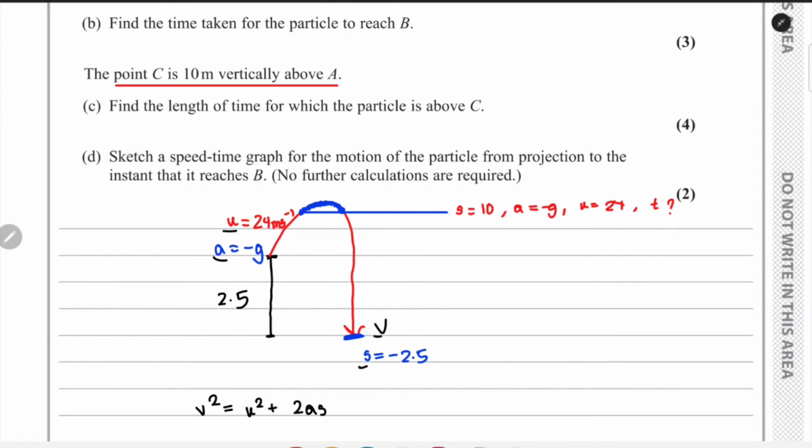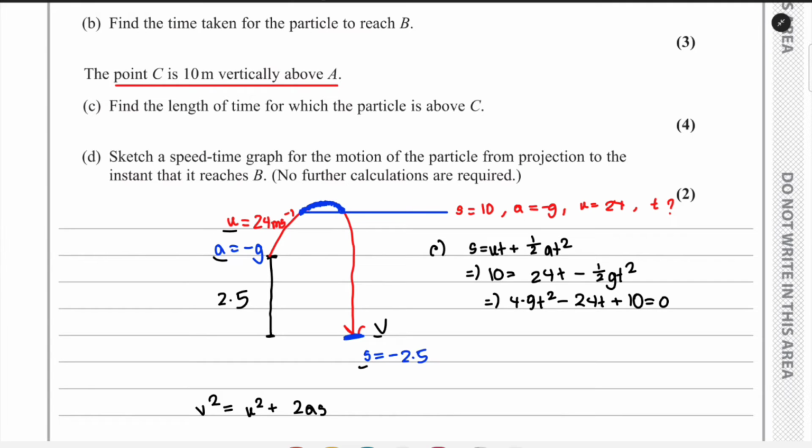So for part C, s equals ut plus half at squared, we'll have 10 equals 24t minus half g t squared. So we'll have half g, or 4.9 t squared, minus 24t plus 10 equals 0. If we solve this, we'll get the values of t as 4.44 and 0.45.